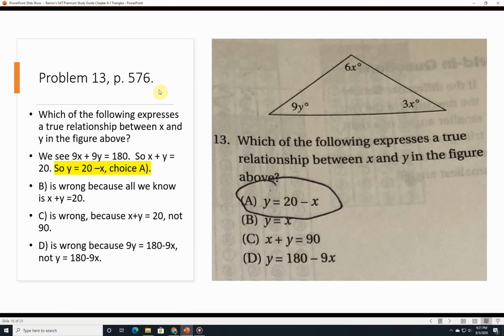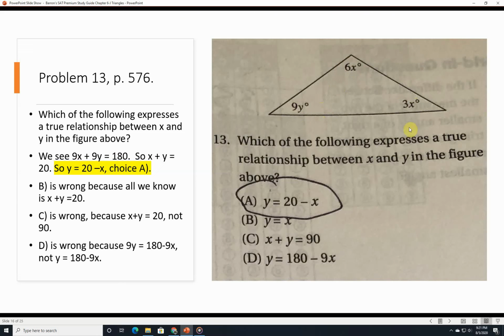Problem 13, page 576. Which of the following expresses a true relationship between x and y in the figure above? Well, all right, we can combine like terms. So we know 6x plus 3x is 9x. So we have 9x plus 9y equals 180.